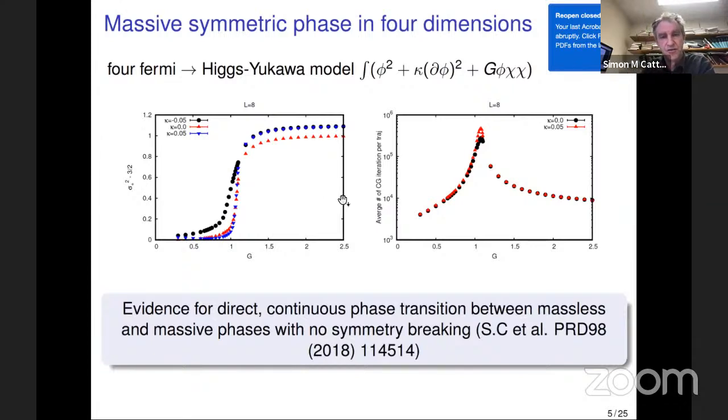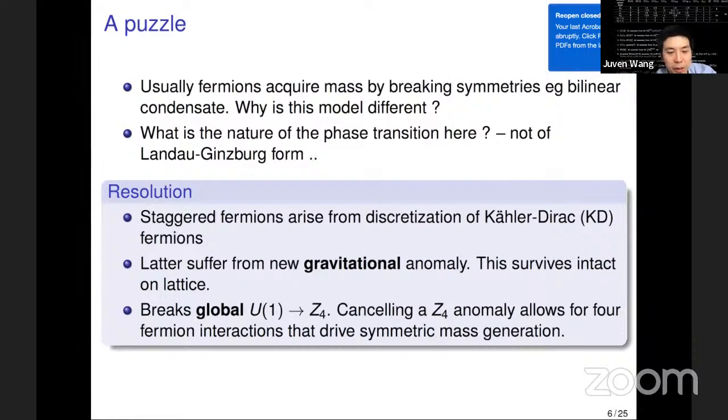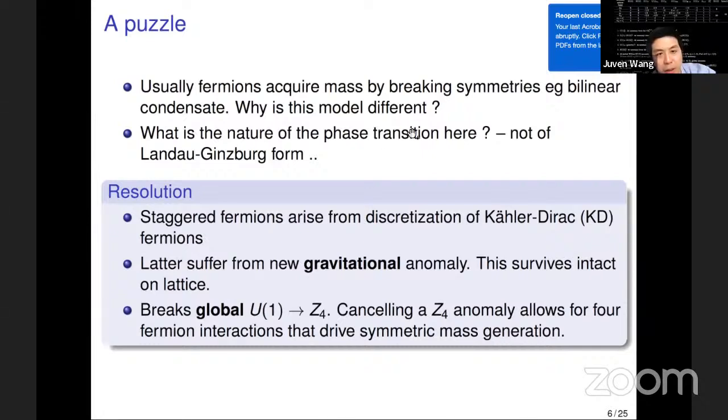So this was the initial motivator for me and for a few other people in the lattice community to look at these models more seriously and try to understand what was going on. So usually fermions acquire mass by breaking symmetries. That's the norm. That can be an explicit breaking, it can be a spontaneous breaking, it can even be an anomalous breaking. Higgs-Yukawa models have been studied by the lattice gauge theory community for many, many years. And funnily enough, this particular model had not been looked at. While four fermion phases had been seen before, they were always disconnected from the continuum limit by first order phase transitions and phases with broken symmetry. And this was the first time that a model had been constructed which apparently allowed you to go directly between massless and massive phases without passing through a symmetry broken phase. So the first question is, what's different about this model from the older models that have been looked at before?